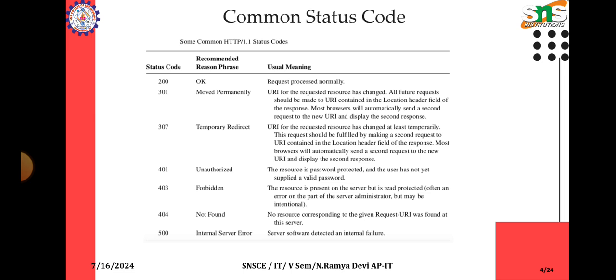And these are all the common status codes. Here 200, with the recommended reason phrase OK, means the request is processed normally. Next is 301, in which the requested URI has been moved permanently, and 307 is used when the URI has been temporarily redirected. 401 is unauthorized access, 403 is forbidden, 404 means the resource we are requesting is not found on the internet, and 500 is the internal server error.